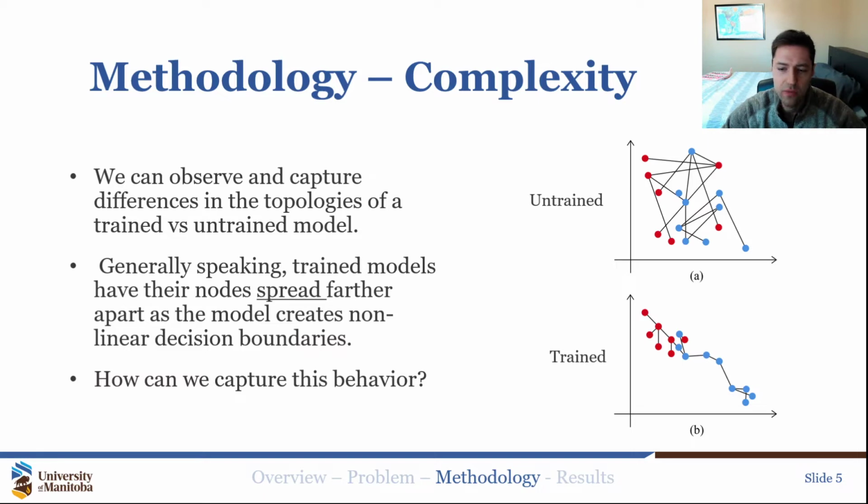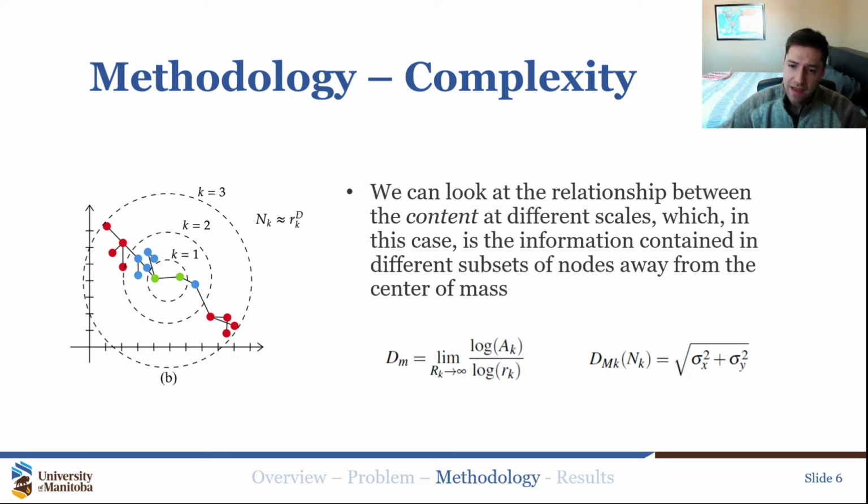But the question is, how can we capture this behavior, and can we make use of this behavior as the model is being trained? And the answer is we can do something similar, where we look at the relationship between the content at different scales. And by content, it can be any form of content, just information about the topology. I'll explain how we get more specific, which in this case is the information contained within different subsets of the nodes away from the center of mass.